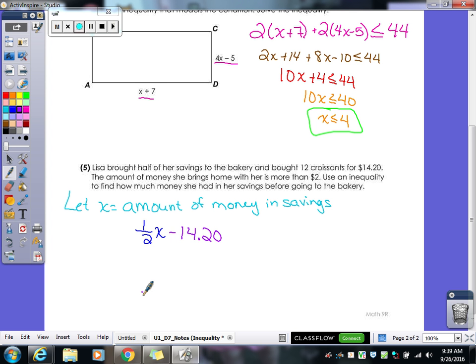It didn't matter how many she bought for the $14.20, just that she spent that much. The amount of money she brings home with her is more than $2. So this one would be a greater than 2. Is it going to be equal to 2? No. They said she brought home more than $2, not $2. There we go. There's our inequality. We need to solve it now.